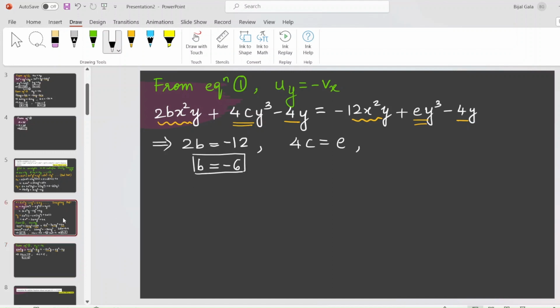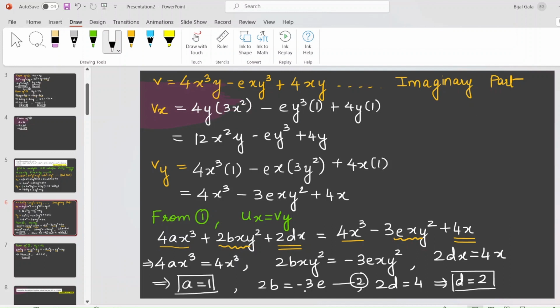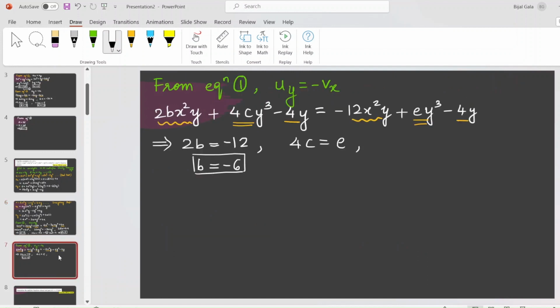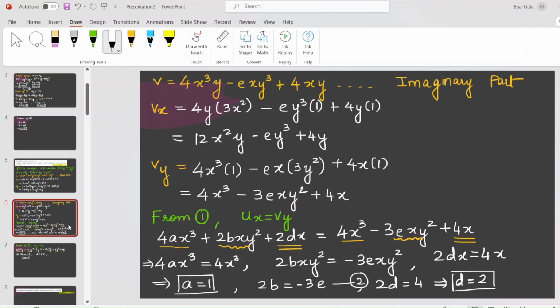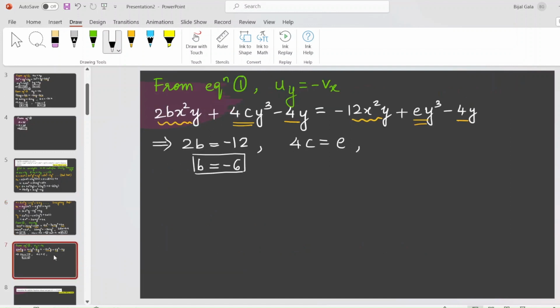Now let's see what we had found before. We had some relation between b and e. Now we have a relation between c and e. We have a relation between b and e, and we have a relation between c and e, and we have found b here. So let's substitute this in equation 2, and let's keep this as equation 3.